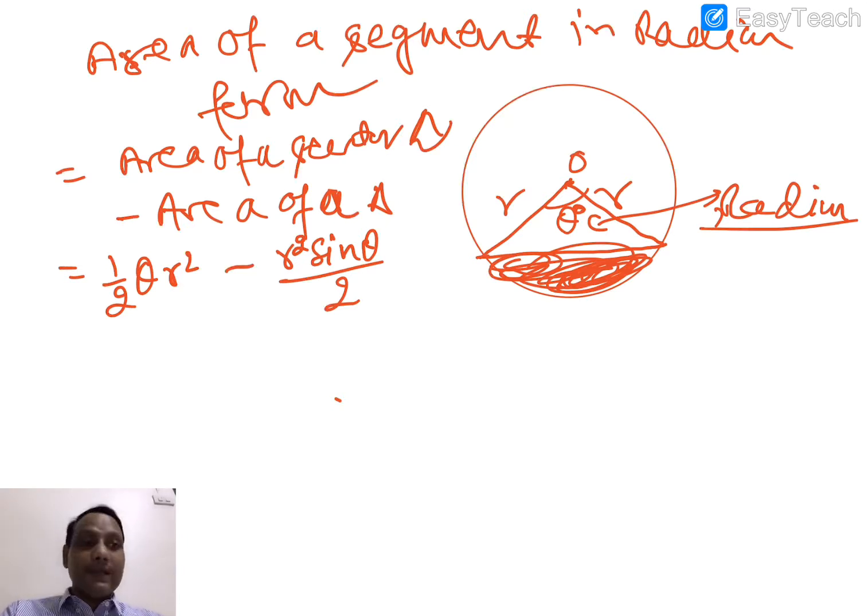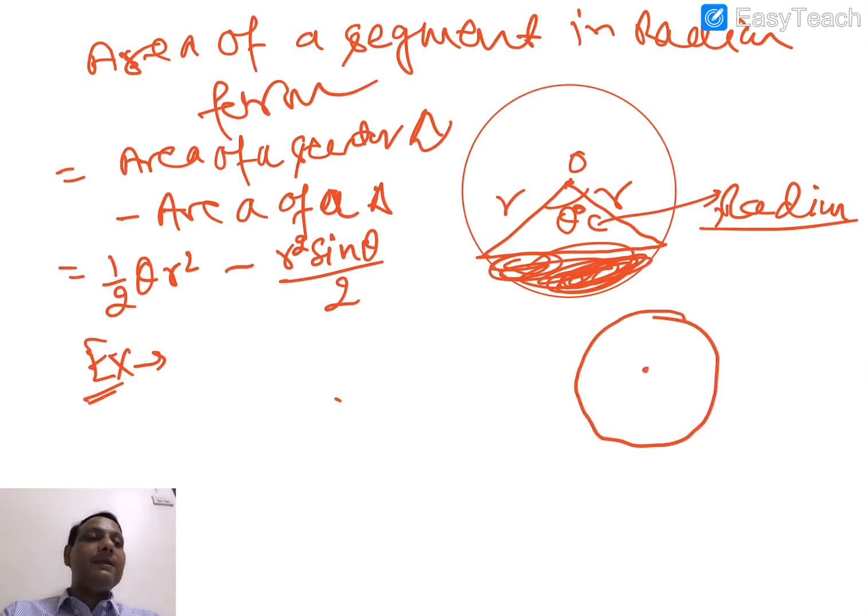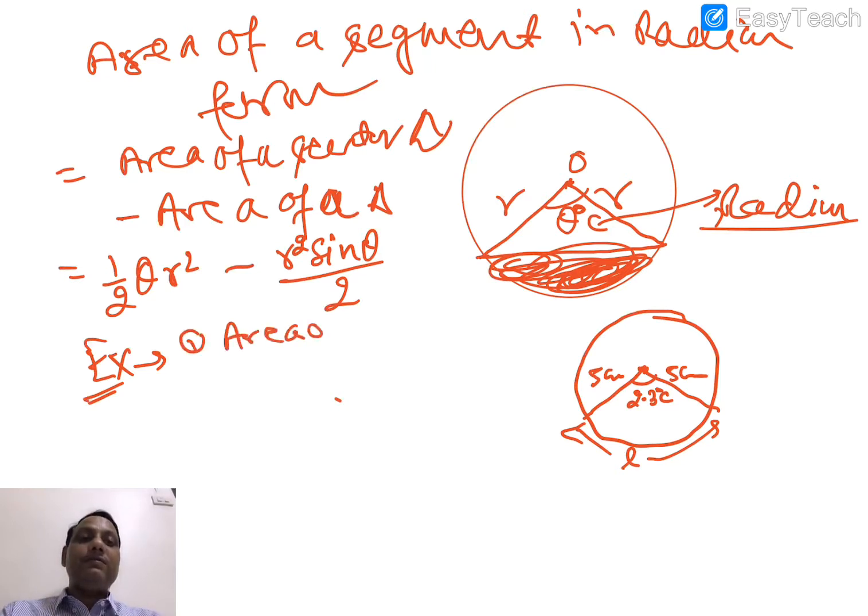First I'm going to take a question in radian form. Suppose I'm giving an example, you guys see here. Suppose you have a circle and the center is given. This radius is 5 centimeters, this is also 5 centimeters, and the angle is 2.3 radians. You have to find the arc length and then the sector area. First you have to find the area of the sector.